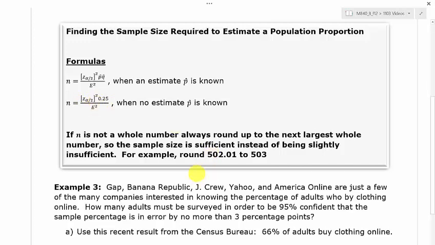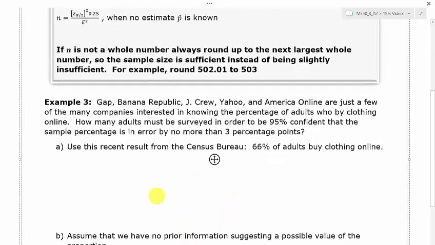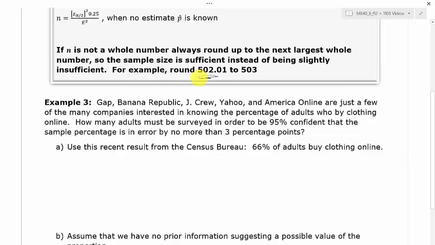And so again, that's the only thing that changes in the formula. And when you're calculating n, you always want to round that up. So for example, here, if you were calculating n and you got 502.01, you would still round that up to 503.